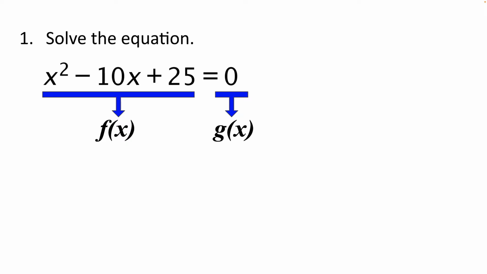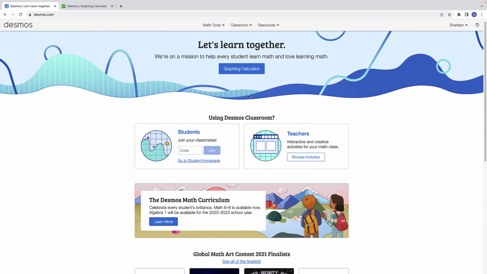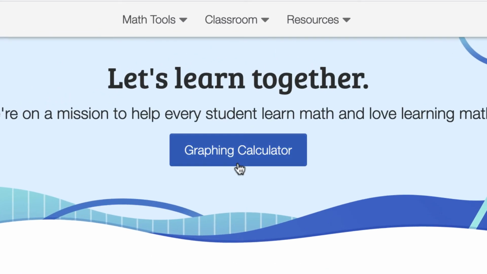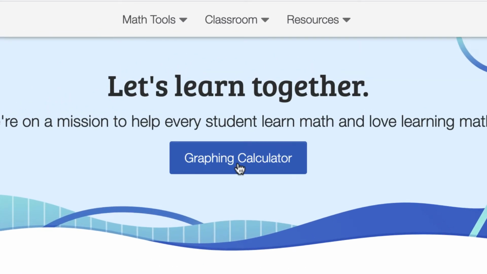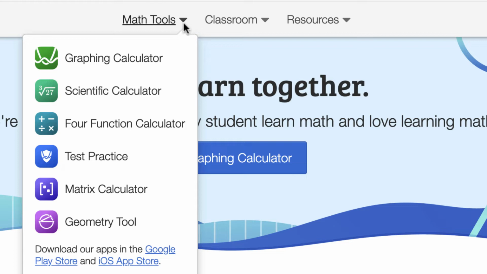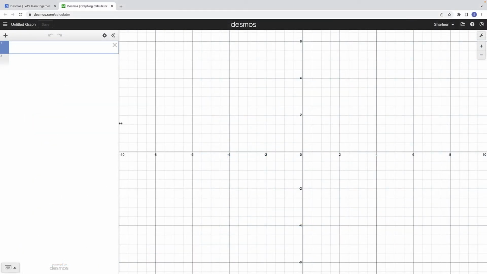Let's go over to Desmos and enter these two functions into a cell on the left-hand side. Open your internet browser and go to the website desmos.com. Toward the top of the screen, press the button that says Graphing Calculator, or from the Math Tools pull-down menu, select Graphing Calculator. When the Graphing Calculator first opens, you'll be looking at a blank graph.